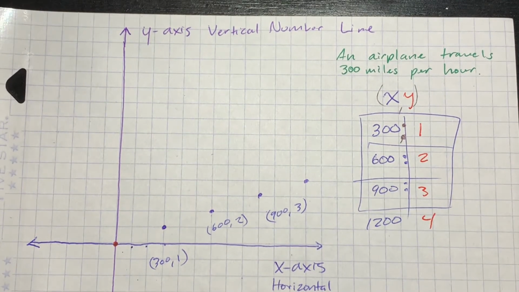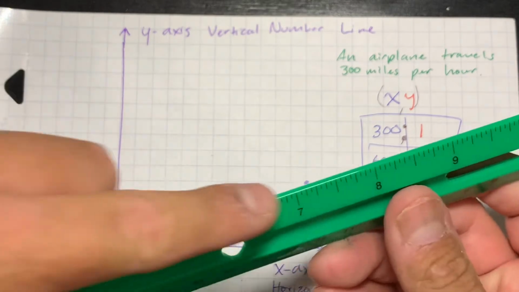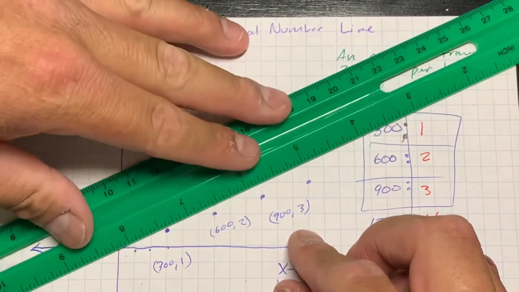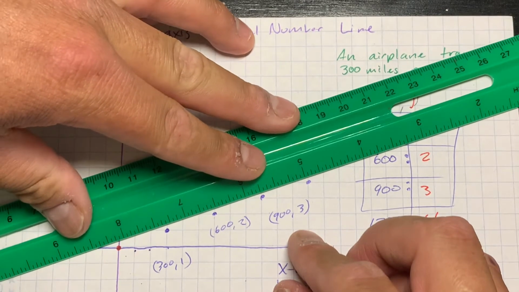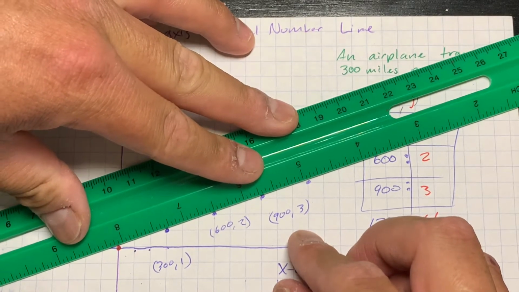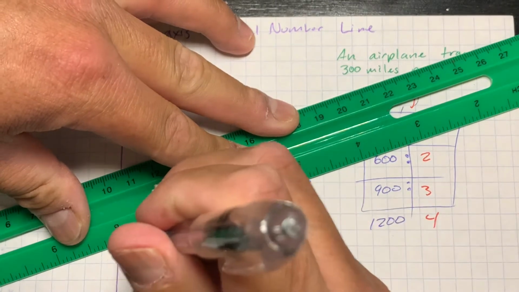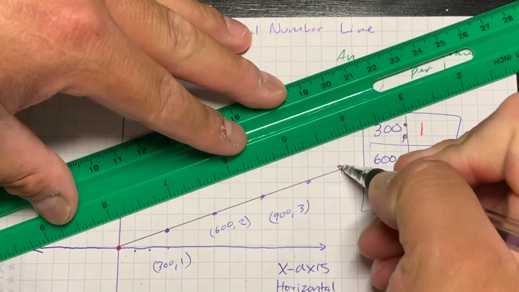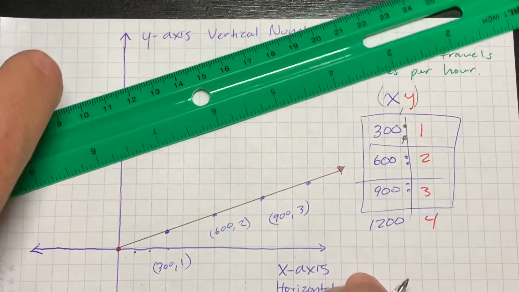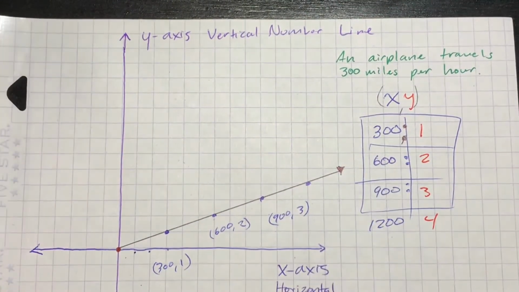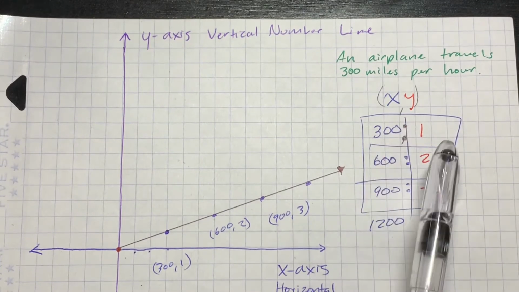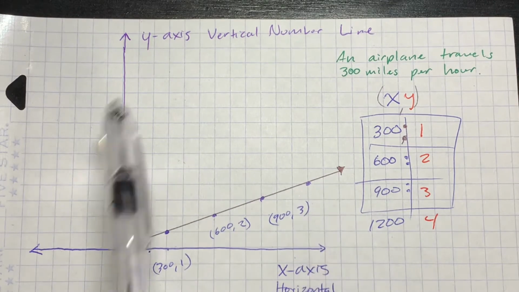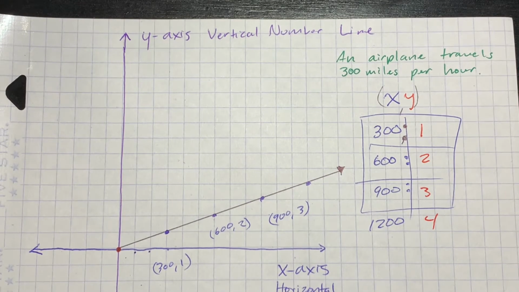So now I'm going to take this ruler and use the straight edge here to make a nice straight line. All right, so I'm going to make that straight line there. And then I'm going to connect all the points. So there you have it, my friends. We just graphed the ratio 300 miles per hour that our airplane travels. We made a ratio table and graphed those ratios on the coordinate grid. Let's move on to another example.